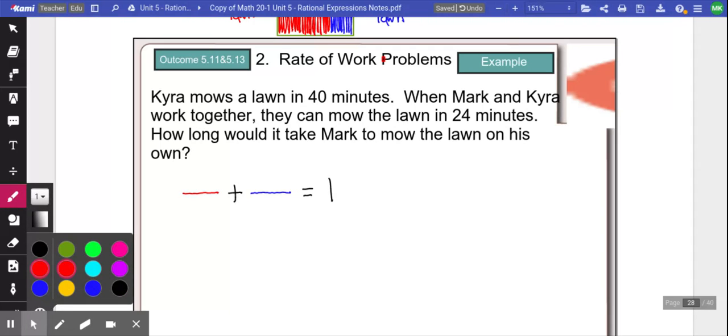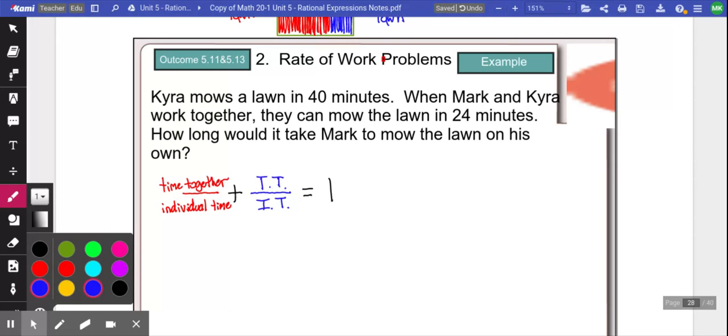These fractions have two things. They have a top and a bottom. The top is the time it takes to do the job together. The bottom is the individual time. So I like to go time together, TT, individual time, IT. So let's see if this works.